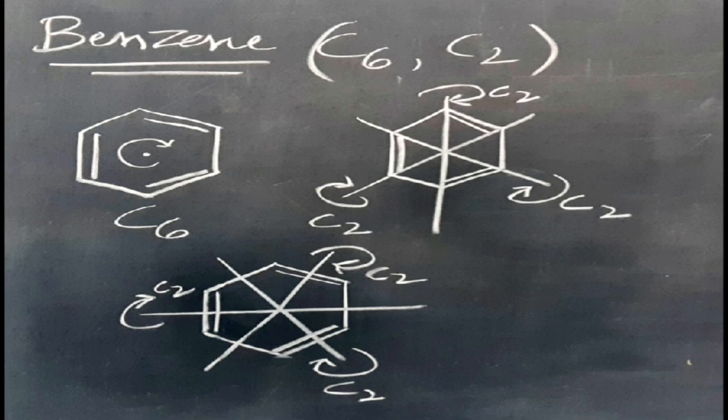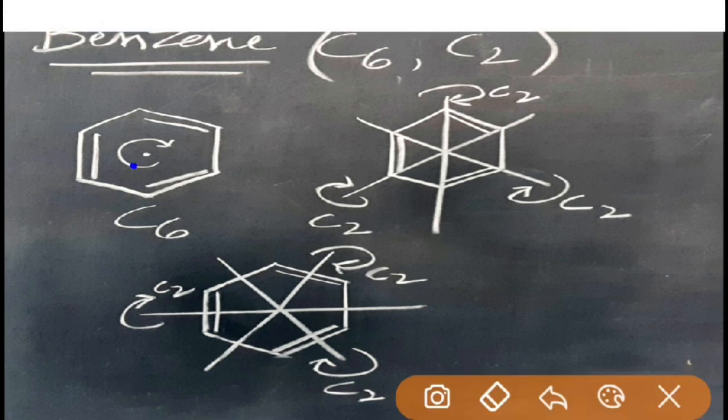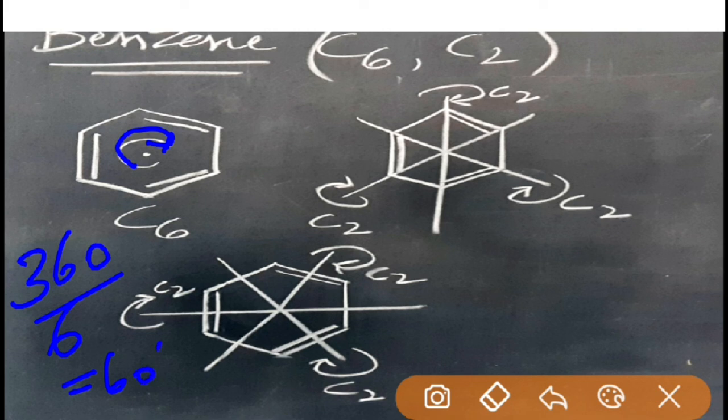So you have to imagine the benzene molecule within a plane, and just imagine an axis exactly perpendicular to this plane, or exactly perpendicular to this board, and you are moving it clockwise. That axis has been rotated clockwise by an angle of what? Let us find out. This is 360/6, it becomes 60 degrees. So you are rotating it by 60 degrees once.